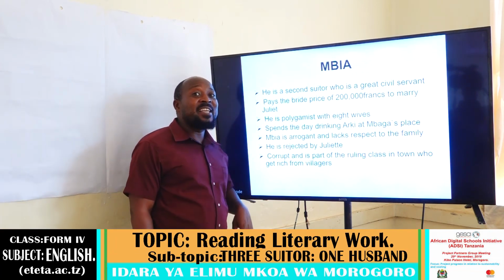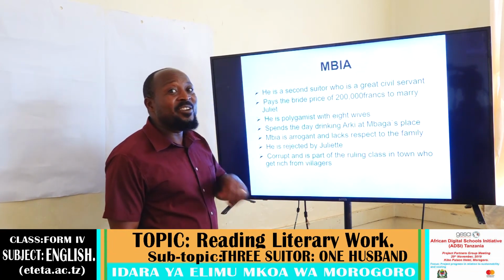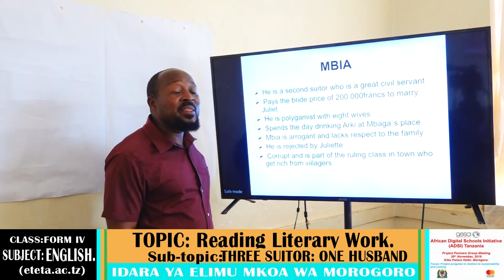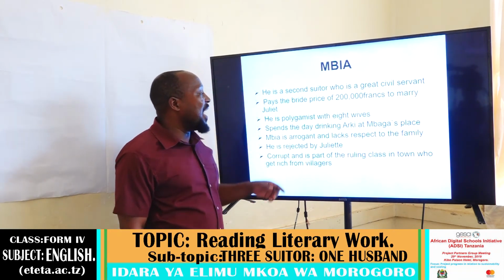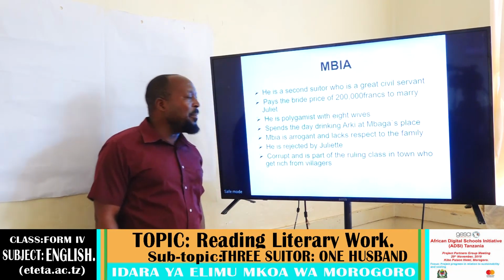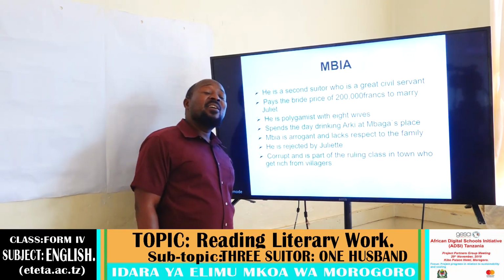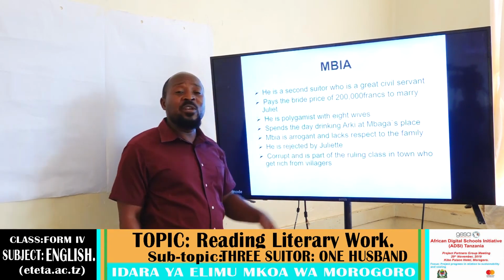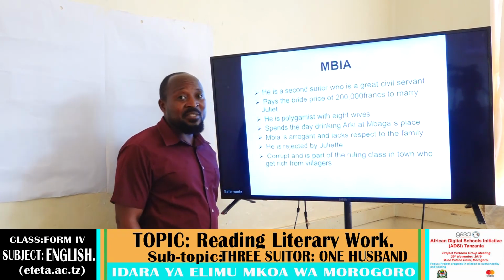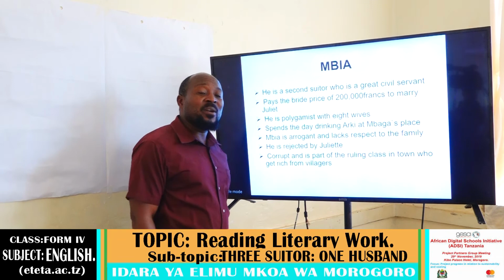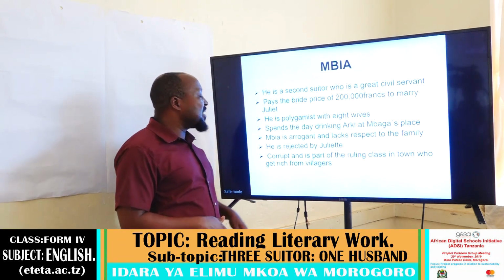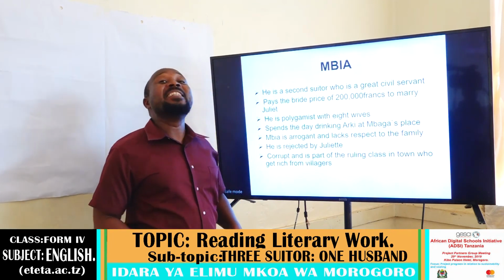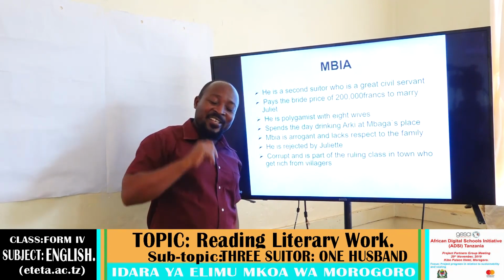He knows that Aki is the illegal beer, but still he goes to stay with Mbaga and drinking a lot of Aki. Mbia is very arrogant and is not respectful even to Atangana's family. When they go wrong, he uses language that is not good. And he's one of those people who were rejected by Juliet.